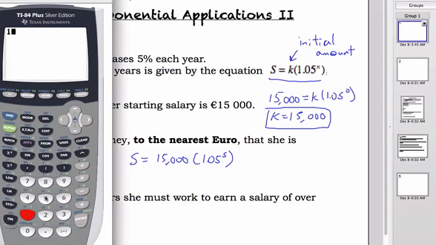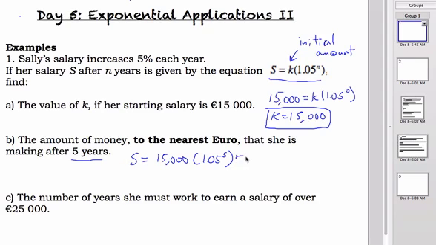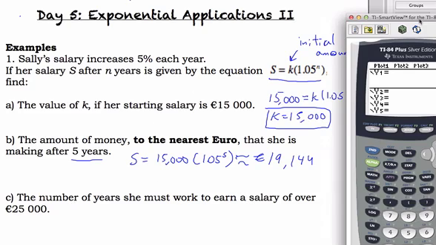Okay, so 15,000 times 1.05 to the power of 5 gives us, and remember to round to the nearest euro, 19,144. So that's 19,144 euro. Next, the number of years she must work to earn a salary over 25,000.